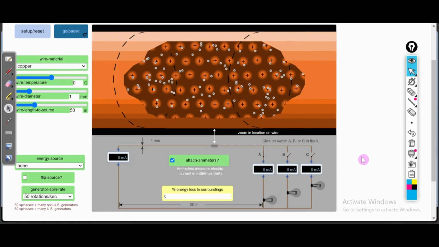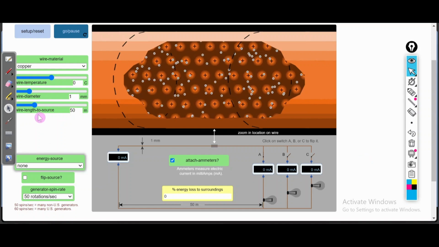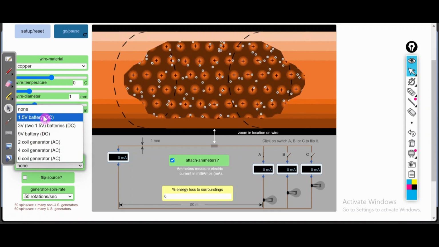Here in this simulation we have that same scenario. Here we will provide the DC. Let's say first I am going to provide the DC source here.